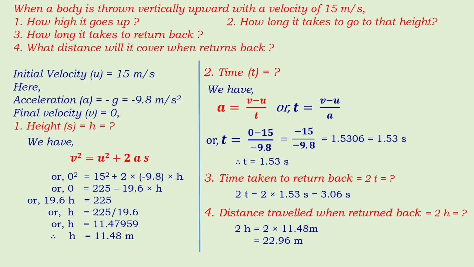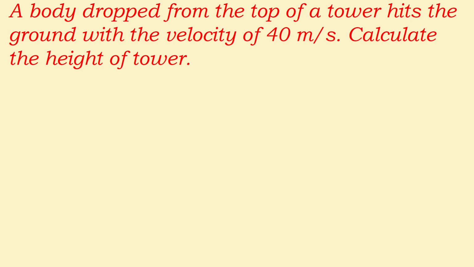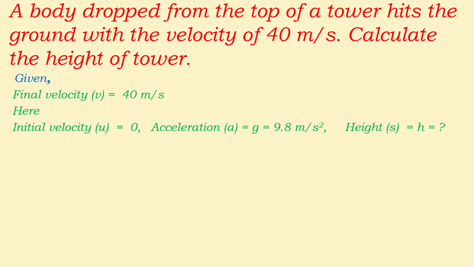Okay, in the same way, why don't we take another numerical problem in which a body is dropped? Here only one piece of information is given, 40 meter per second. And what is it exactly? This is the final velocity. That's why we can write final velocity v equal to 40 meter per second, because when a body is dropped, at first its velocity is 0. Its velocity goes on increasing and increasing, and at last when it hits the ground, its velocity is found to be 40 meter per second. Here, initial velocity is 0. Acceleration a is actually g, and it is 9.8 meter per second square, and height s is h.